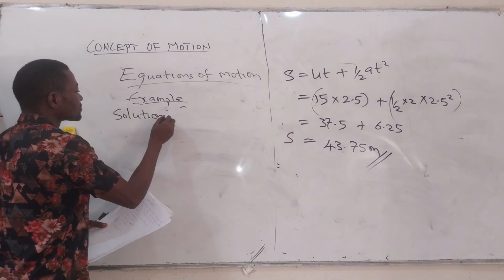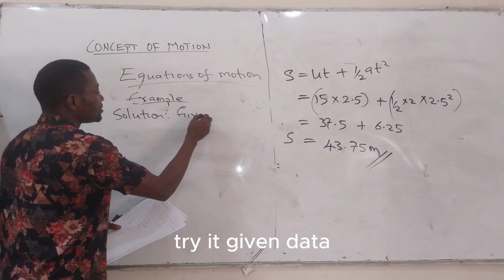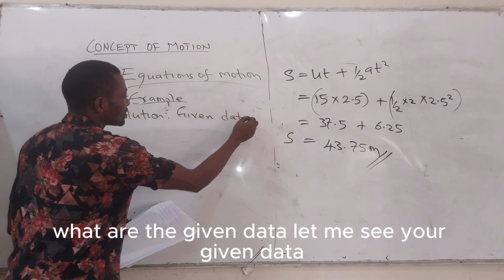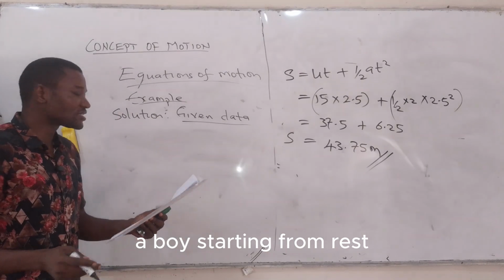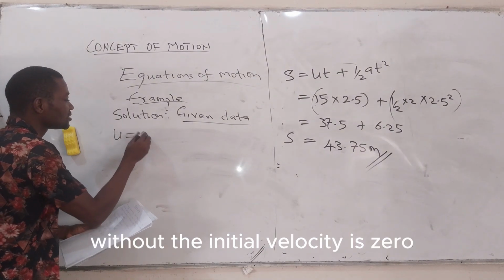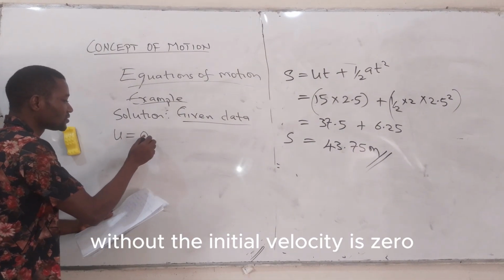Solution. Try it. Given data. What are the given data? Let me see your given data. Say a boy starting from rest. With that, the initial velocity is 0.